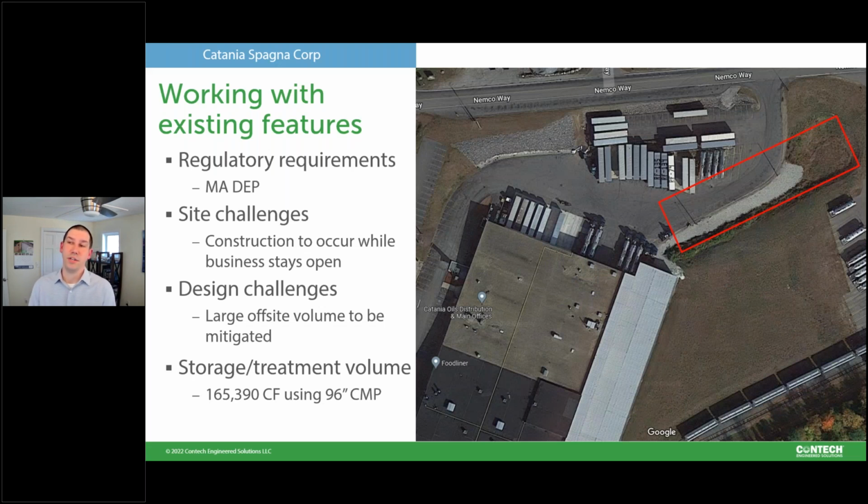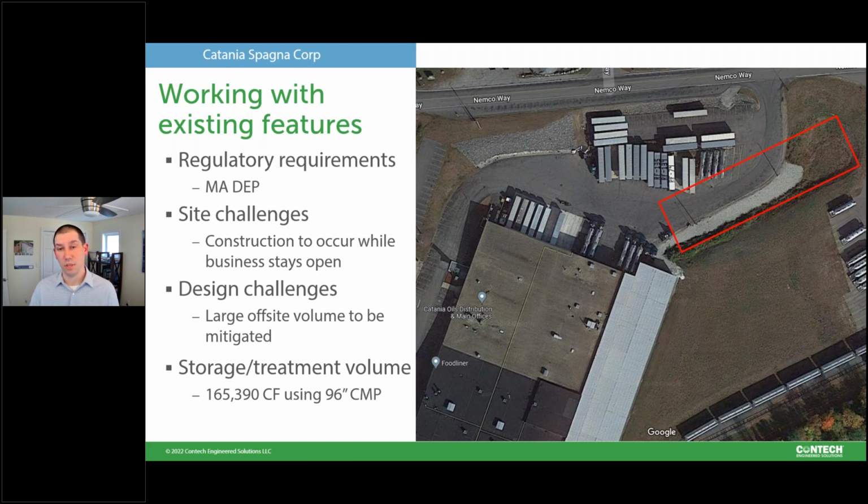And so moving on to my next project, this is called Catania Spania Corp. This is a cooking oils manufacturer in Ayer, Massachusetts, and they needed to put an addition on the side of the building. That was their goal, just to do an extension. Their only real challenge from a regulatory standpoint, the Mass DEP didn't require them to do anything unique, really just capturing and treating the water quality volume.